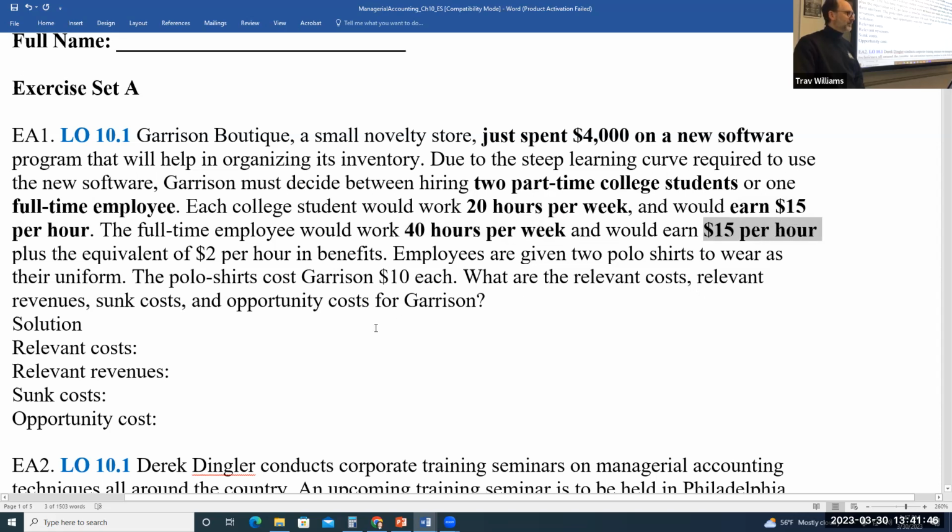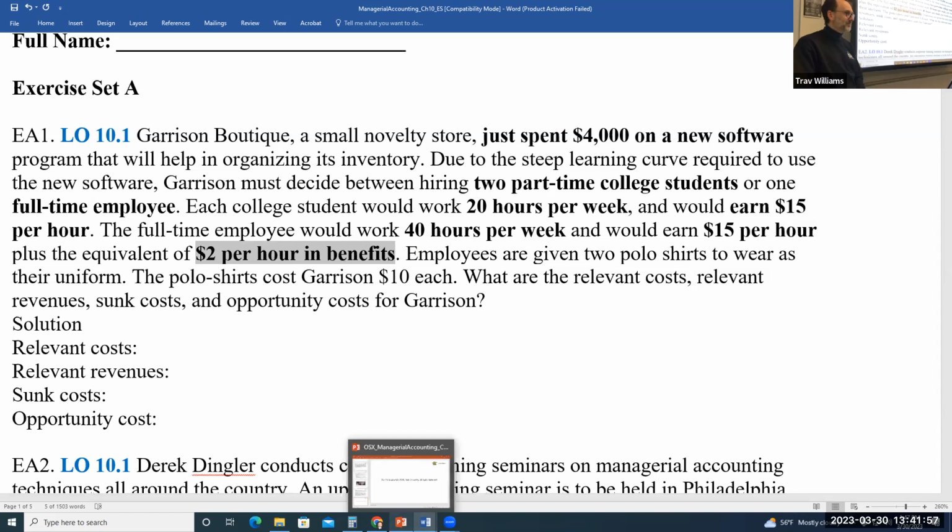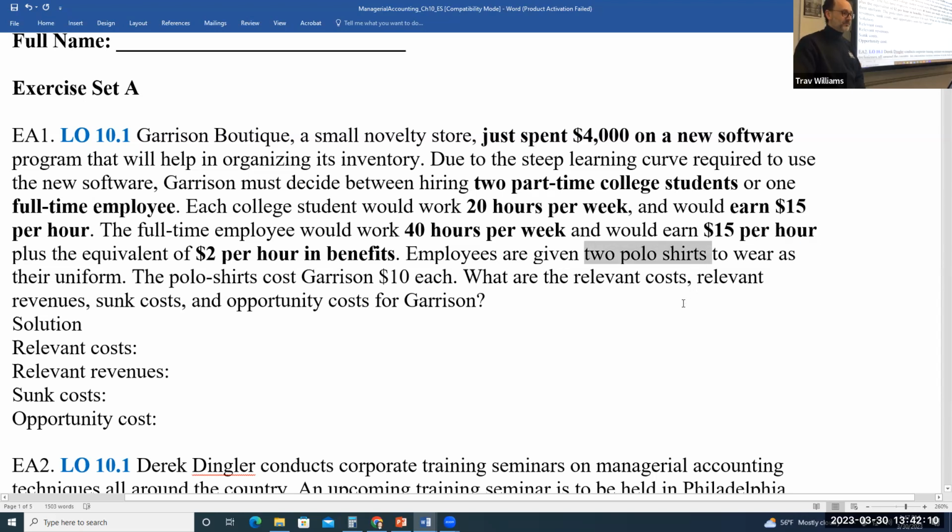Did we do this one already? I mean, it looks exactly like one we did already, or am I imagining things? There was $2 per hour in benefits. I think we did this. We didn't? No. Wow, okay. All right, so it says that the employees each get 2 polo shirts. Yeah, it was a similar one, I remember. There was the one with the hairnets and the gloves. Yeah, it's very similar, okay.